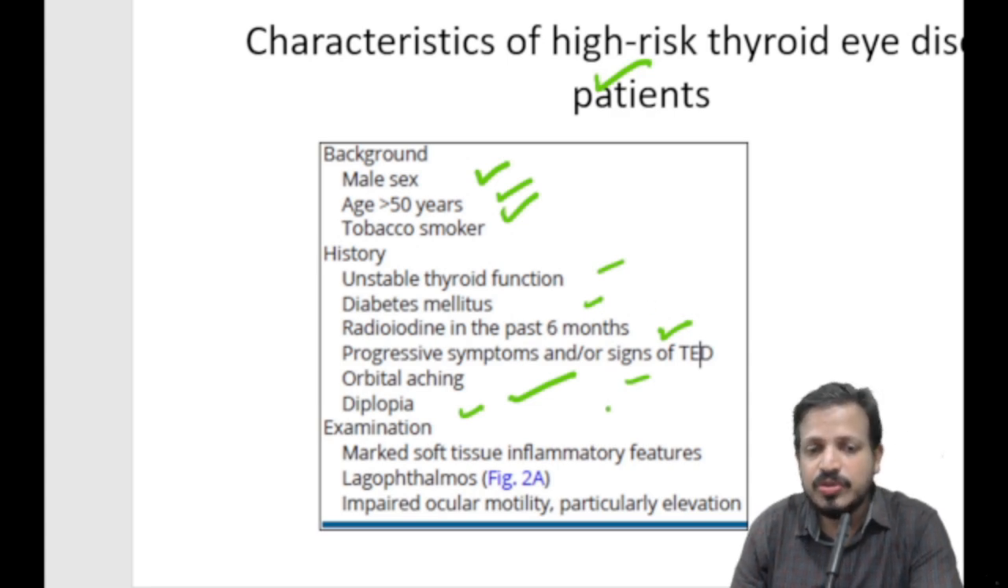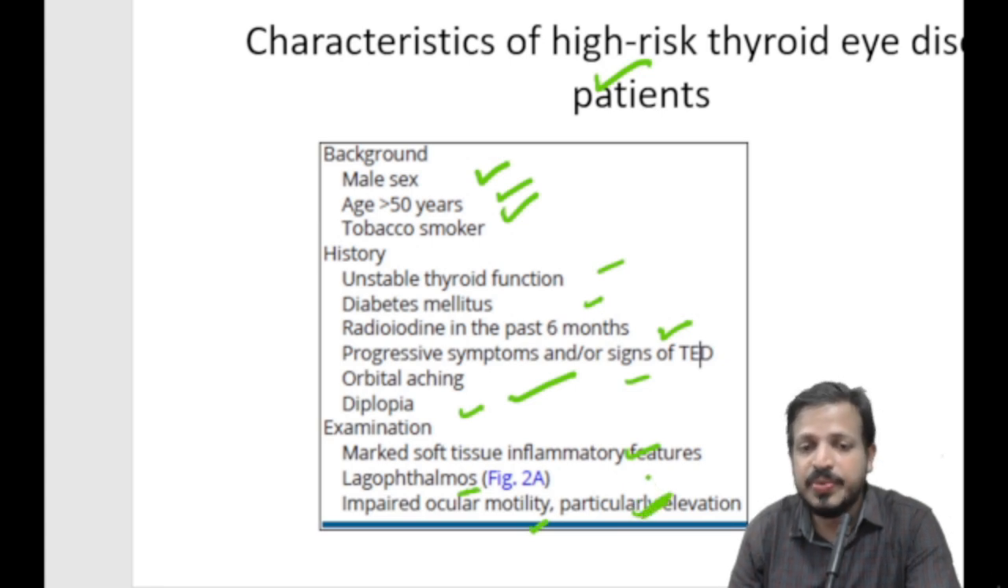In the examination, we will find if there is soft tissue inflammation, lagophthalmos, that is defective closure of the eyelid, or impaired ocular motility, particularly in elevation.